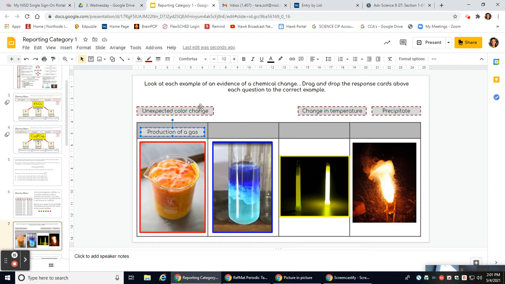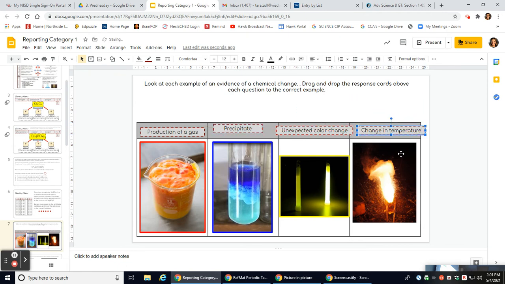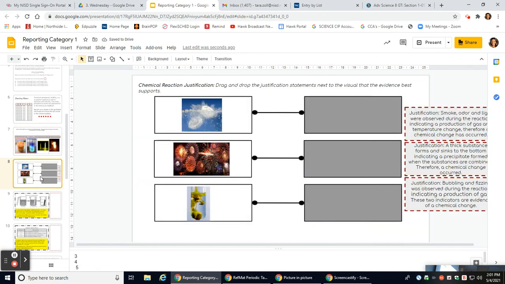Okay, so unexpected change of color, I think that would go here because you have something that's yellow and then all of a sudden you have white. So that's unexpected. So a precipitate would be in a test tube where you're getting a solid substance forming and it starts to fall to the bottom. It could also be a cloudy substance forming as well. And then lastly, a change in temperature always involves a fire.